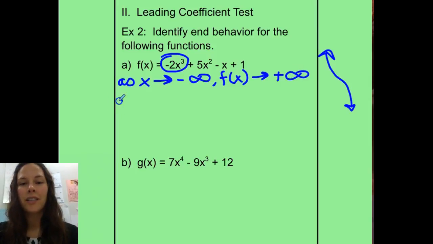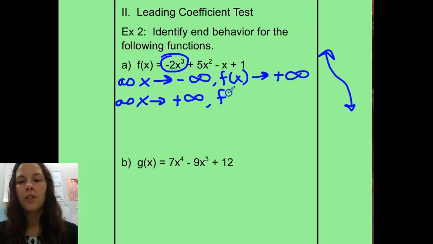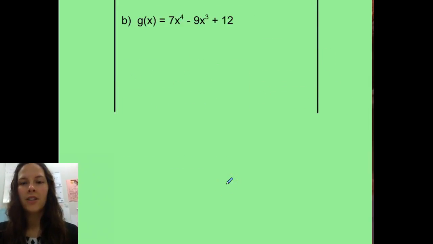We know what x is doing as it gets very small. So now we need to take a look at what x is doing as it gets very large. As the graph is going off to the right, the function or the y values are falling or approaching negative infinity. Part B, let's create a little sketch of this.